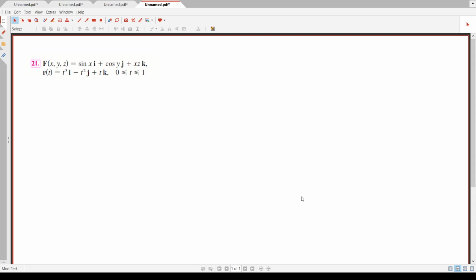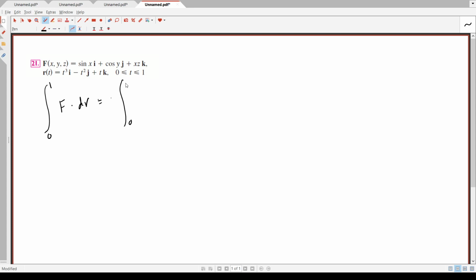Okay, so I want to evaluate this line integral. This is going to be the integral, and then I put in my t-bounds, so I have from 0 to 1 of f of r of t dot dr. People usually just write this as f dot dr. The 0 to 1, that's our bounds for the parameterization.